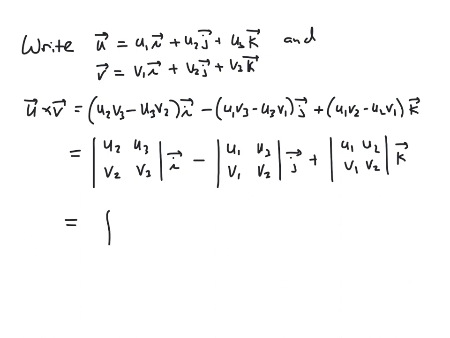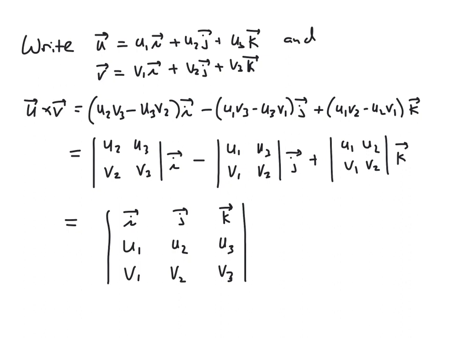And it turns out that this expression is the determinant of the following matrix. So the first row will consist of our unit vectors i, j, and k. Our second row will consist of the components of vector u, which are u1, u2, and u3. And the third row will be the corresponding components of v, v1, v2, and v3.